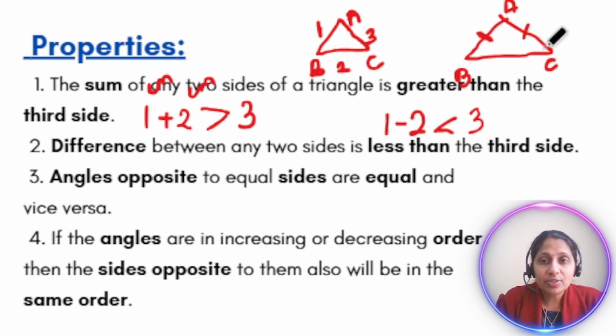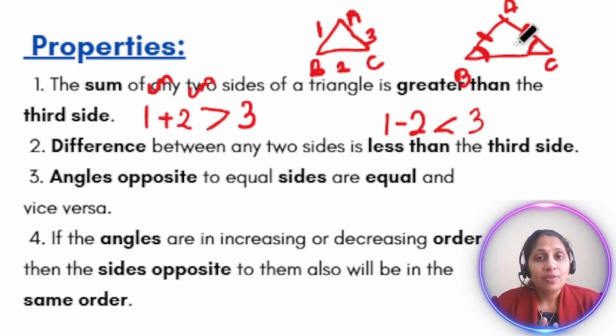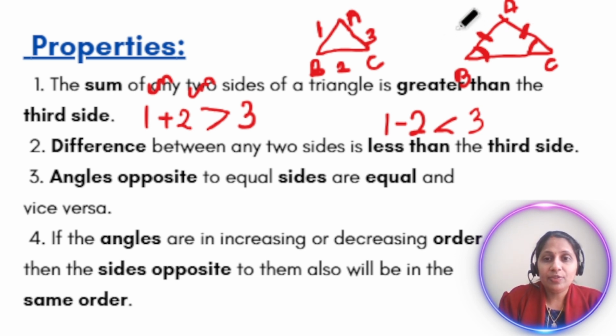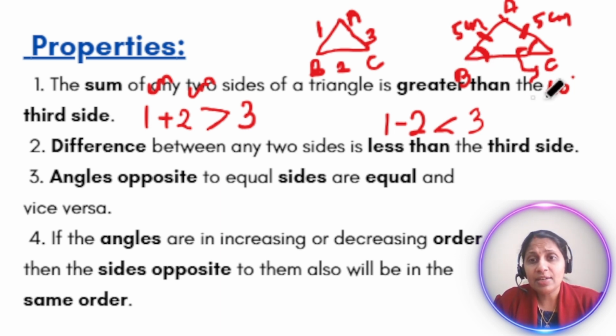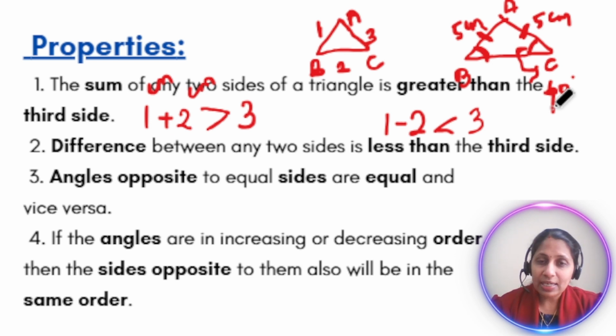For this side, the opposite angle is this. For this side, the opposite angle is angle B. So the two angles will always be the same, which is, if two sides are equal, then the base angles will always be equal. Say, for example, if this is 5 centimeter and this is also 5 centimeter, and if this angle is, say, 60 degree, then obviously angle B will also be 60 degree. Or if this is 70 degree, then angle B will also be 70 degree. If two sides are equal, then the base angles are also equal.